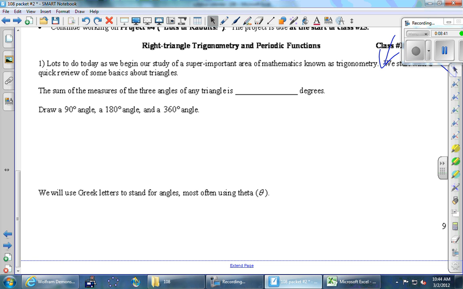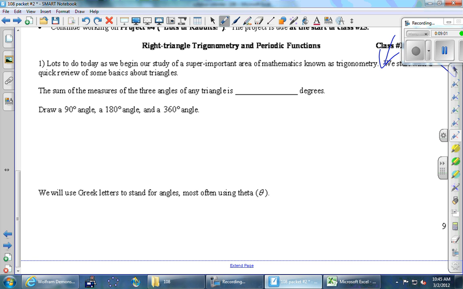Okay, number 1, Jacob. Let's explain today as we begin our study of a super important area of mathematics known as trigonometry. Start with a quick review of some basics about it. Stephen? Some of the measures of triangles.